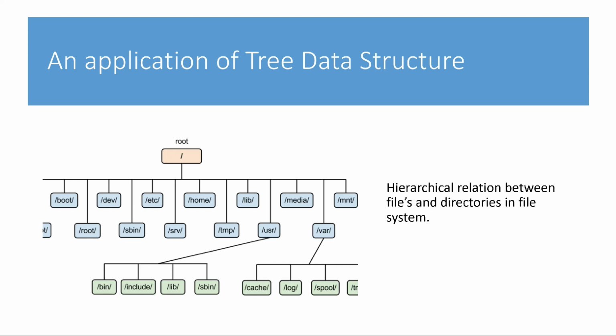So you have so many files and directories, and there's always a hierarchical relationship among them. If you think of the Linux operating system, there's always a root slash, and then you see so many directories: boot, dev, etc, home. All these are directories. In these directories there could be further directories or files inside. So this is completely hierarchical data. Tree data structure is widely used in file systems.